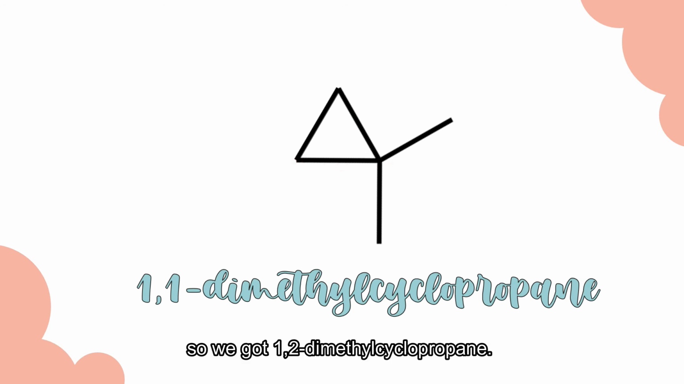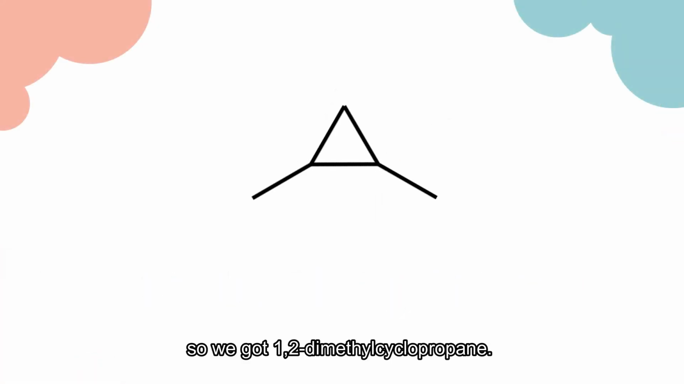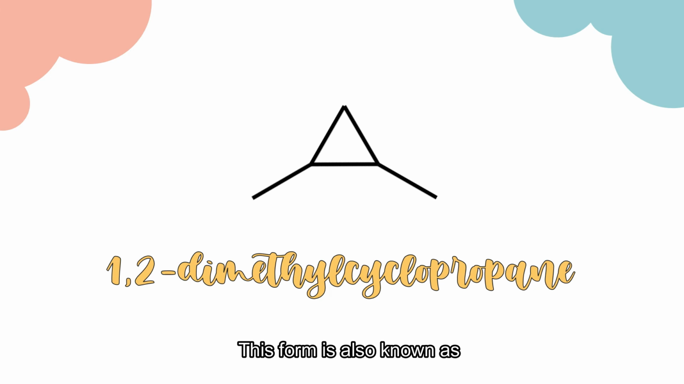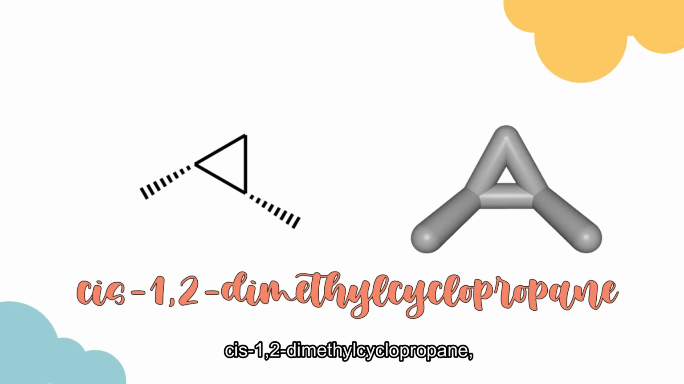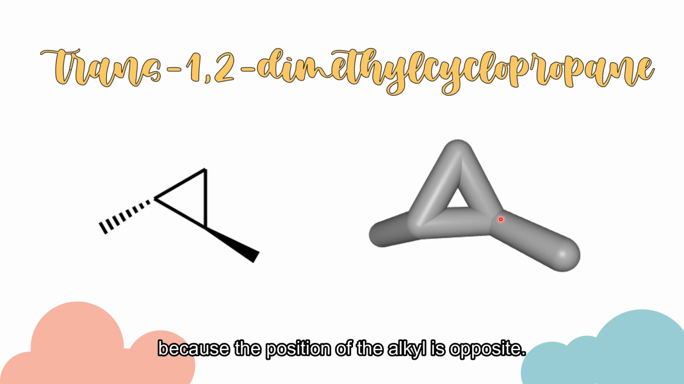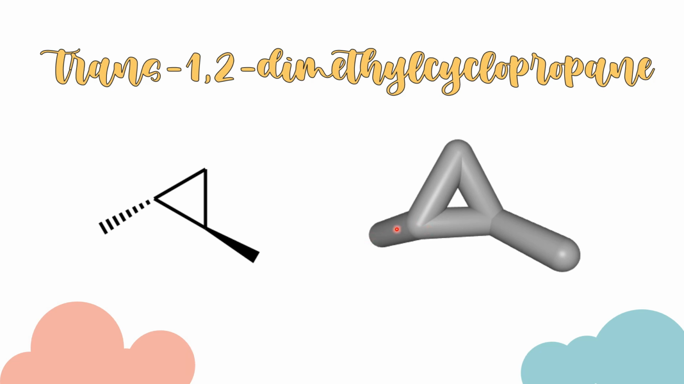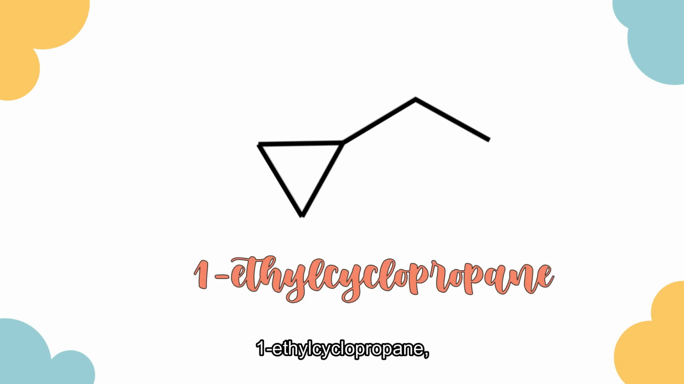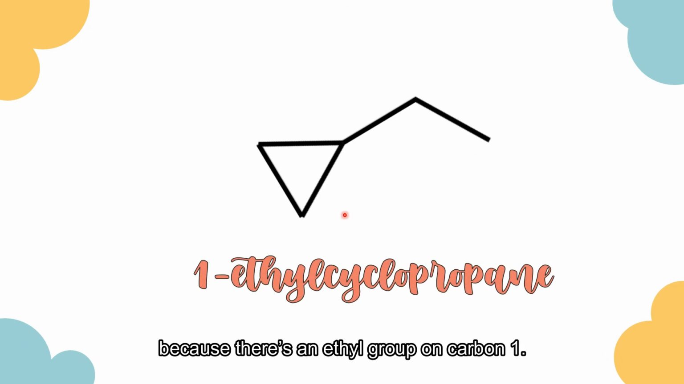So we got 1,2-dimethyl-cyclopropane. This form is also known as cis 1,2-dimethyl-cyclopropane, while this is called trans 1,2-dimethyl-cyclopropane because the position of the alkyl is opposite. And the last one is 1-ethyl-cyclopropane because there's an ethyl group on carbon 1.